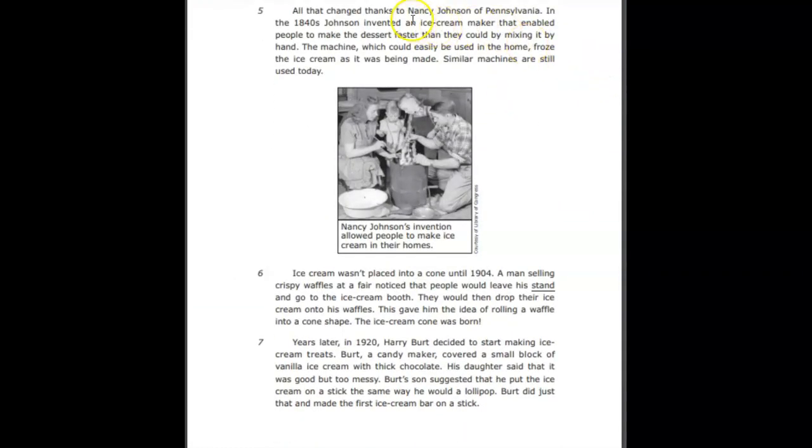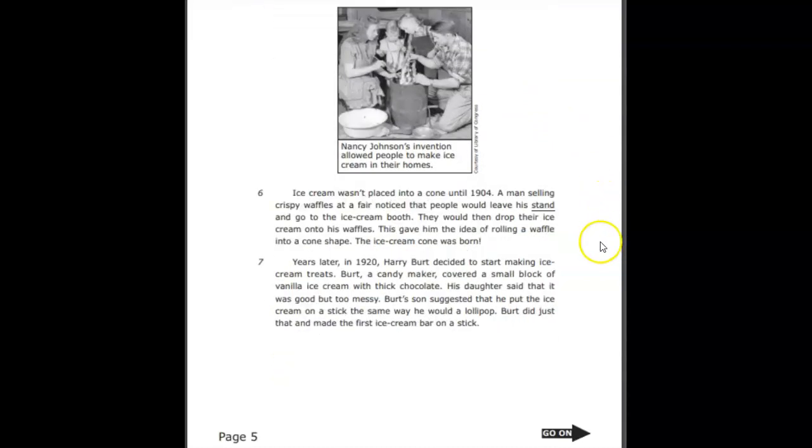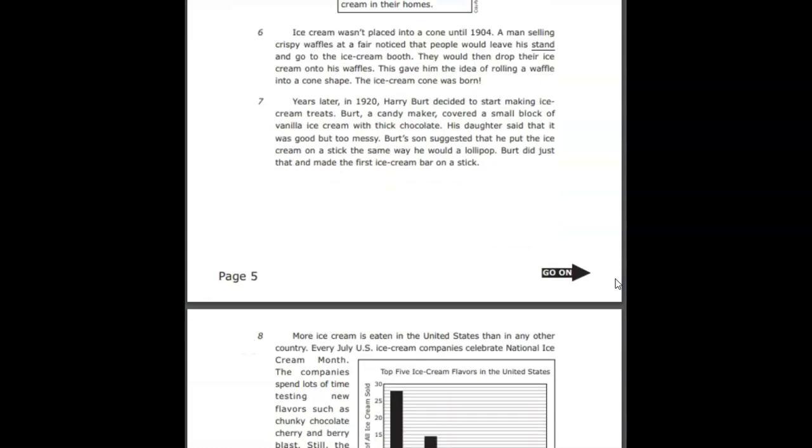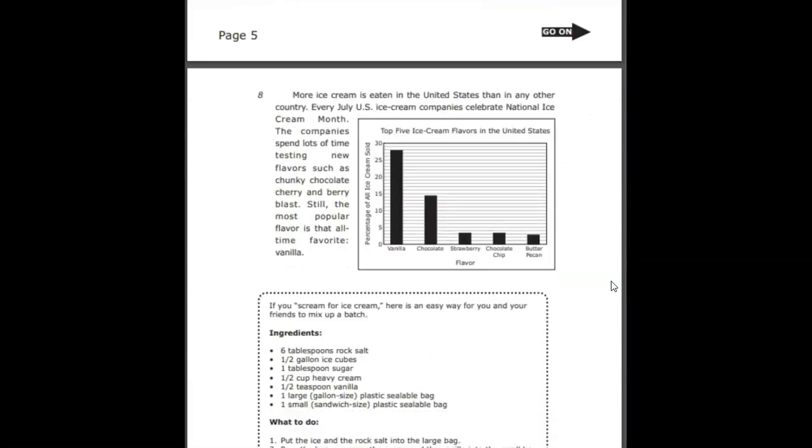I hear there's a person's name, Nancy Johnson of Pennsylvania, 1840. So I'm still seeing the repetition of different dates, the inclusion of many different dates. Again, 1904, years later in 1920, Harry Burt. Okay, so I'm really starting to become more confident that this is giving me information about something here.